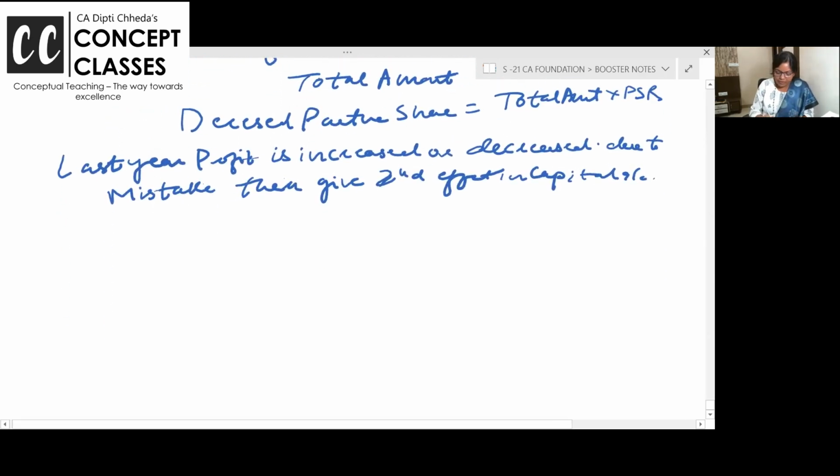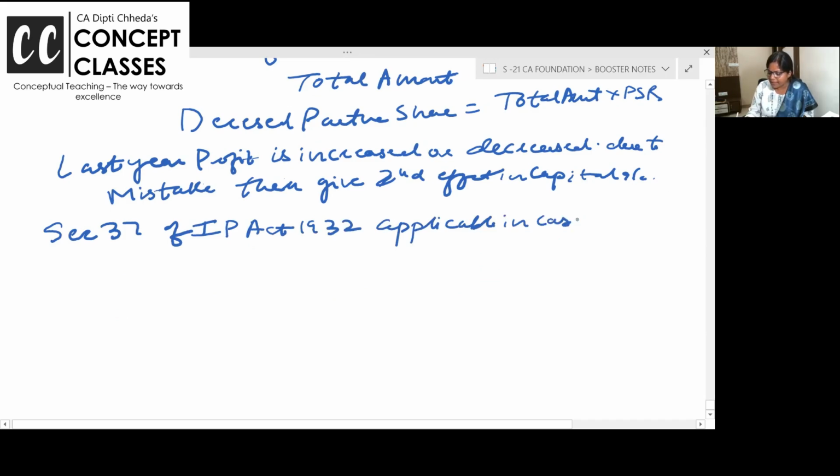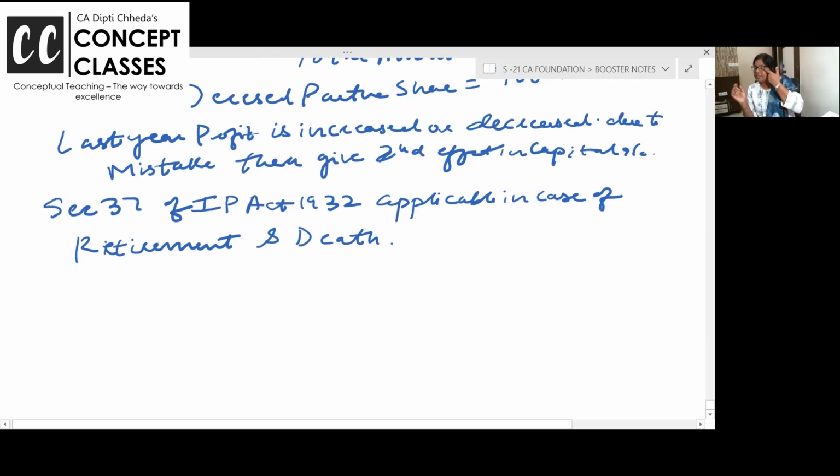चलो next, now write down very quickly. Section 37 of Indian Partnership Act 1932 is applicable in case of retirement and death. दोनों में applicable है.